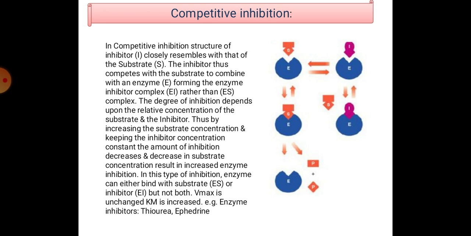In this type of inhibition, the enzyme can either bind with the substrate or the inhibitor, but not both. Vmax, the maximum velocity, is unchanged, but Km, the Michaelis constant, is increased. For example, enzyme inhibitors are thiourea, ephedrine, etc.